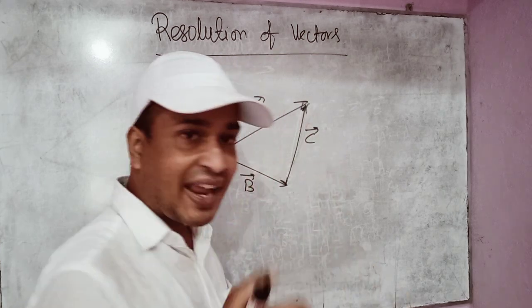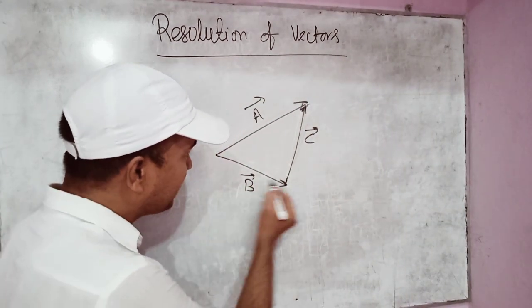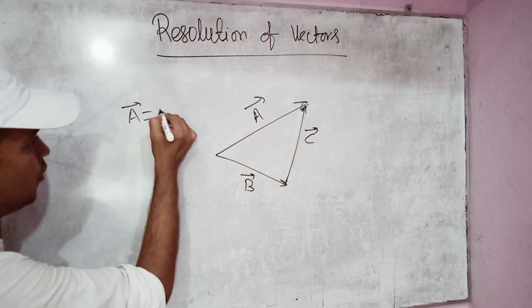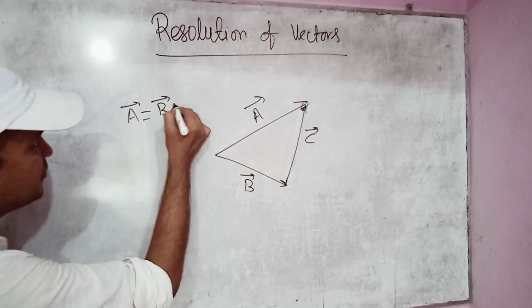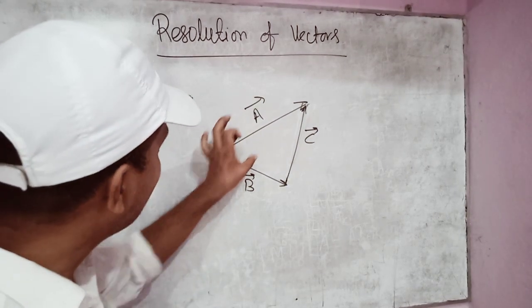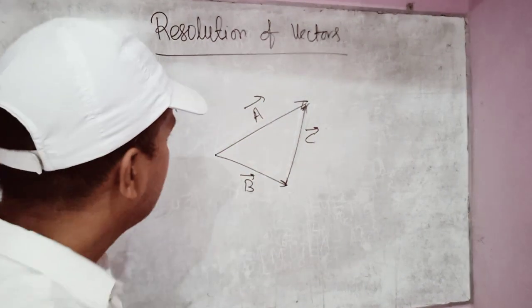So from the triangle rule of vector addition, vector B plus C is equal to vector A. So we can write vector A is equal to vector B plus vector C. So we say that we have resolved vector A into vector B and vector C.